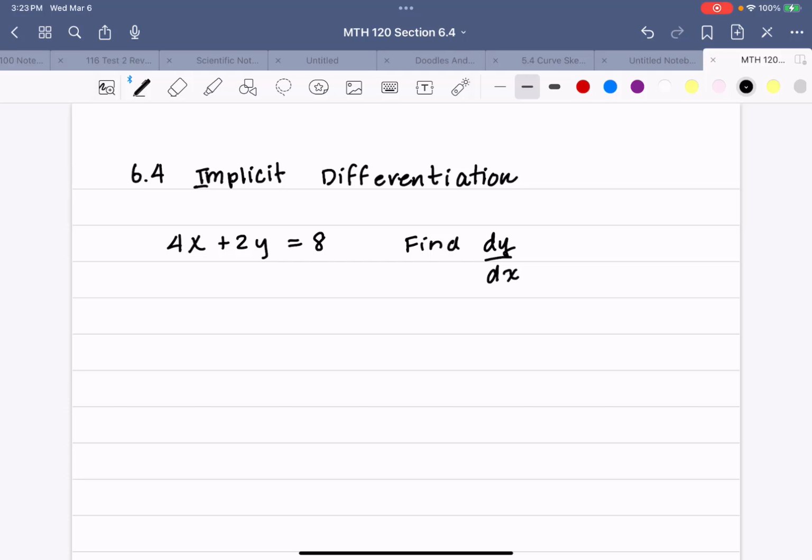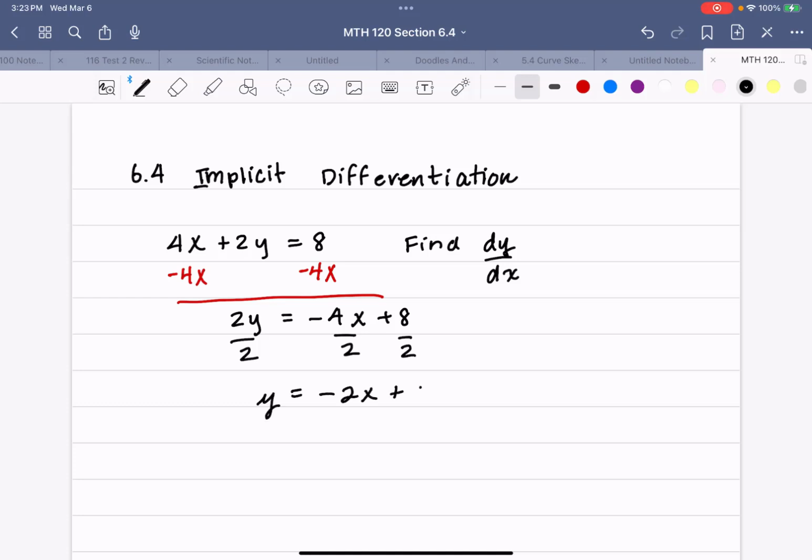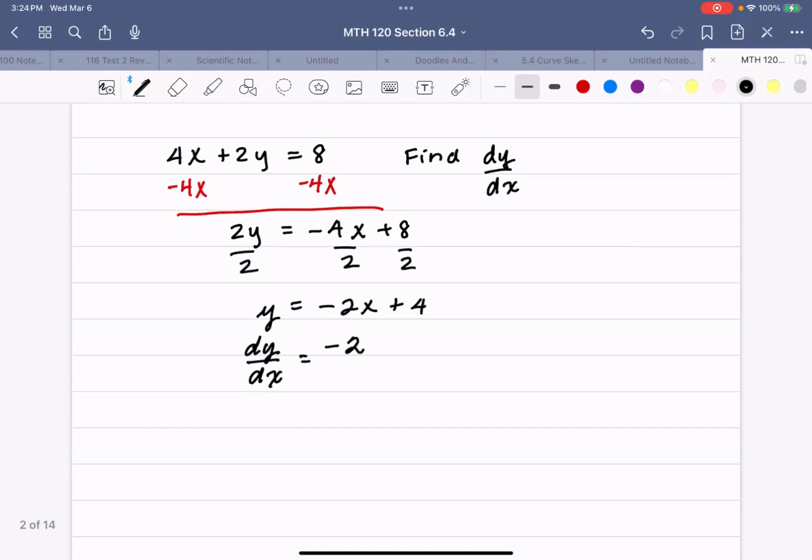Well, to do that, in this case, the easiest thing to do would be to solve it for y. So I'll move the 4x term to the other side by subtracting it from both sides. And then I would divide every term by the 2, and I would get y equals negative 2x plus 4. Now if I want to take the derivative of y with respect to x, I see that the answer would be negative 2.